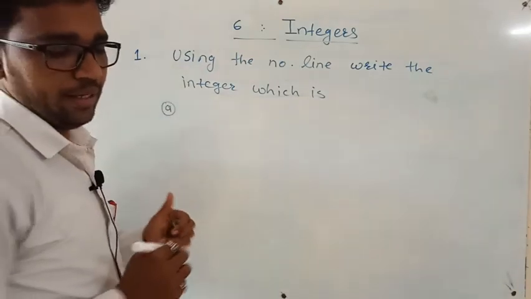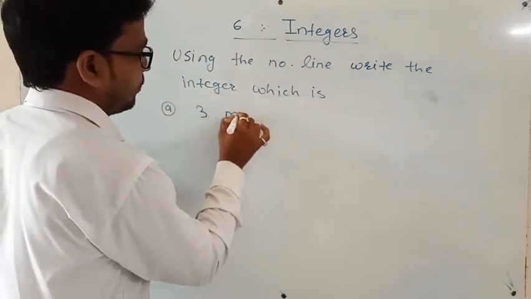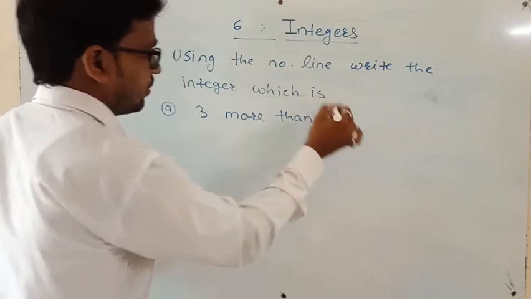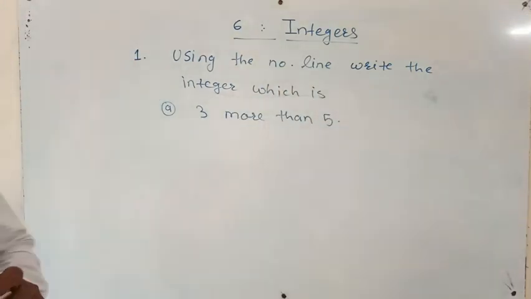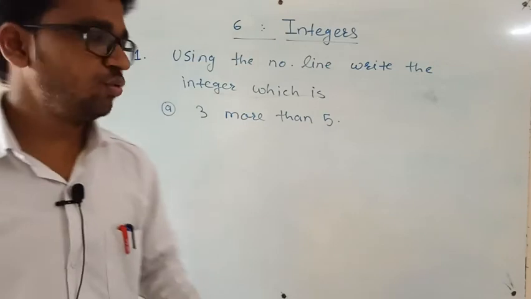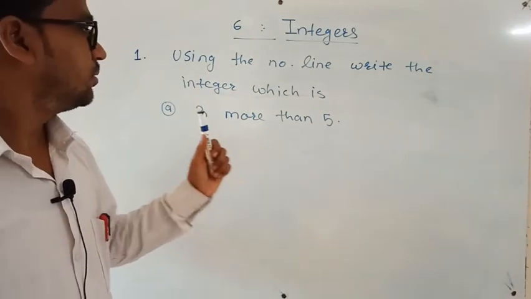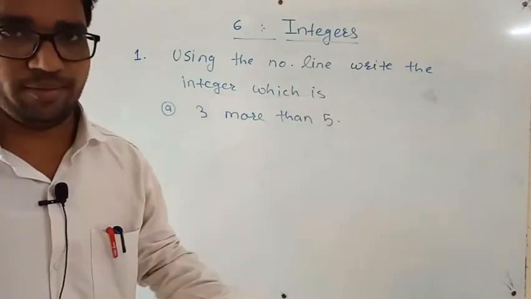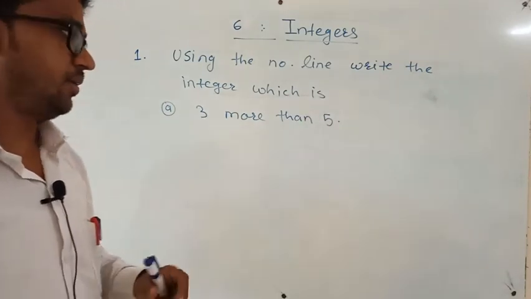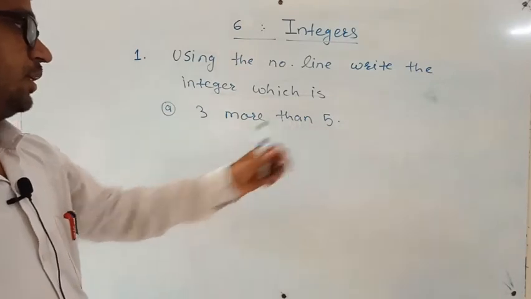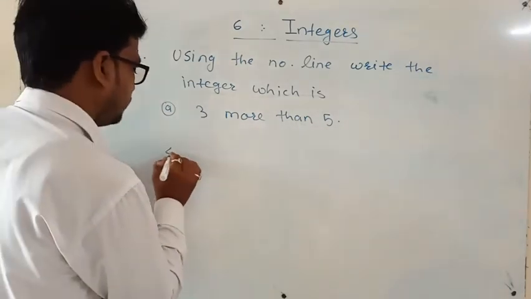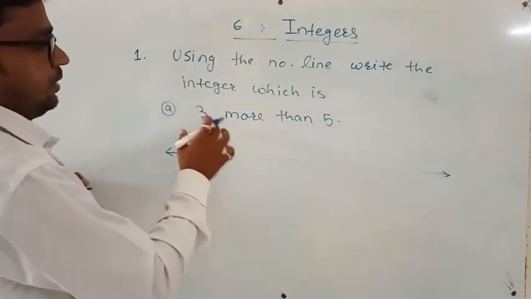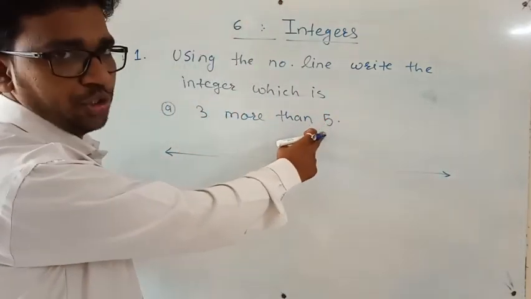A is 3 more than 5. Okay, so using the number line we have to solve this. Write the integer which is 3 more than 5. More than what? 5. So here first draw the number line. Okay, see 5 is a positive integer.